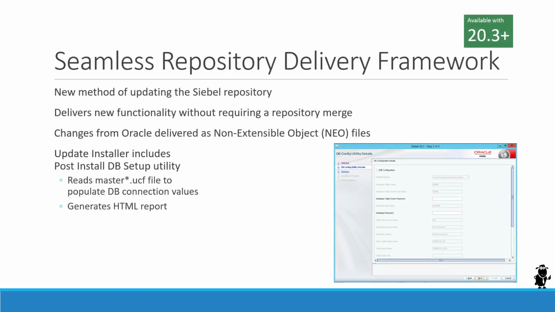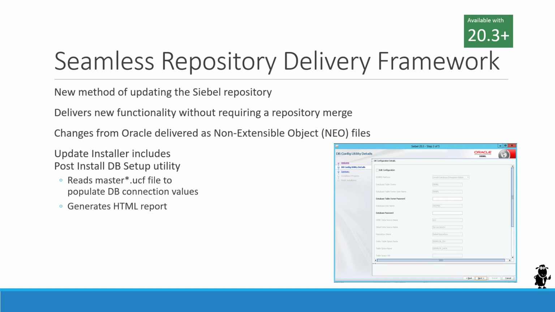The Seamless Repository Delivery Framework, delivered in 20.3 and higher, is a new method of updating the Siebel repository, so delivering new functionality without requiring a complex repository merge. This feature is driven mainly by the so-called post-install database setup utility, which can be run separately by command line, but is included in the SES update installer.